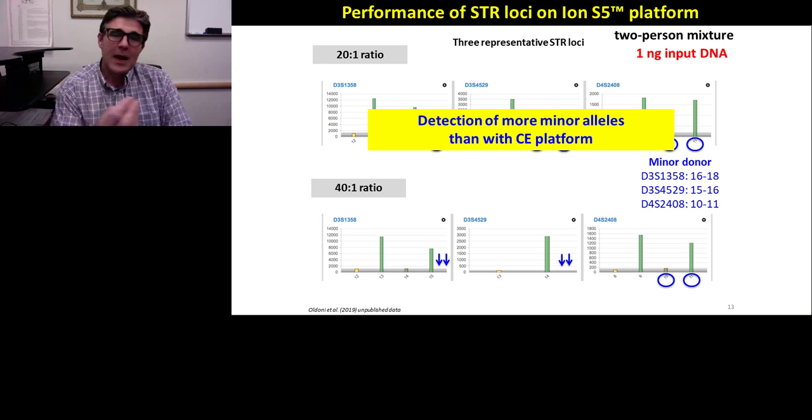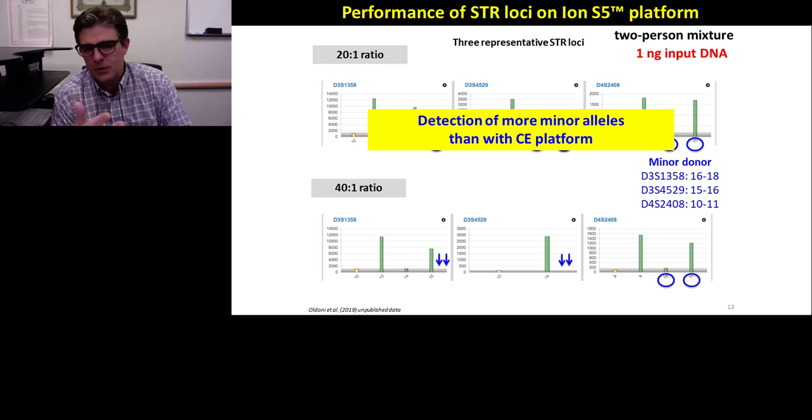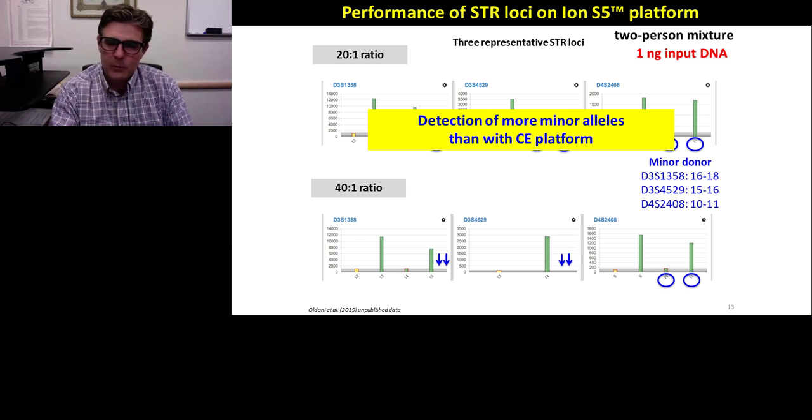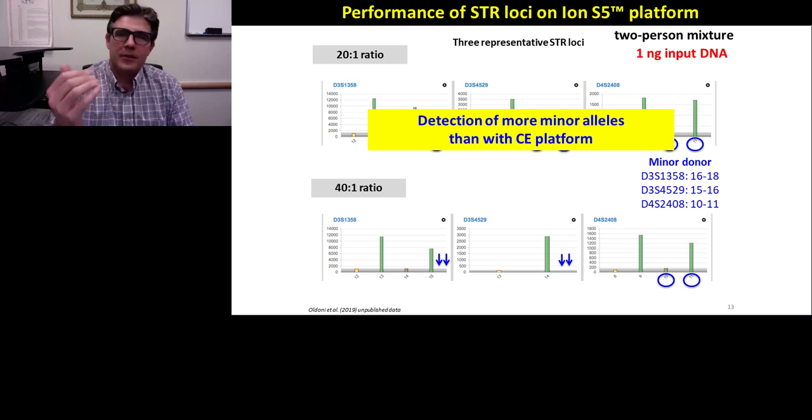reliable because this is a new kit. We haven't done a thorough internal validation, so we don't have stutter thresholds. We're just using the ones that were given by default. And again, there's not been enough processing of this kit to be able to determine whether that 10 is actually above the stutter threshold, meaning the minor contributor is increasing the read count.